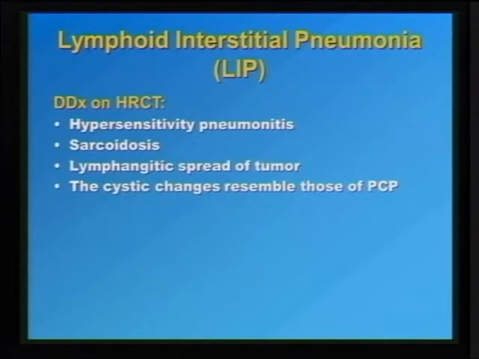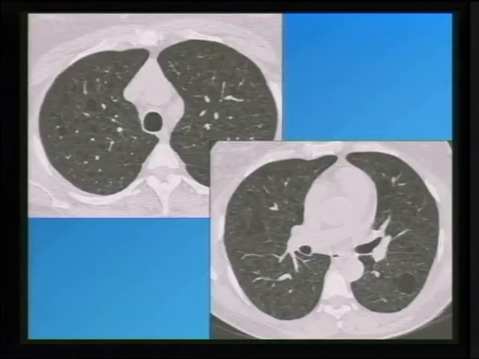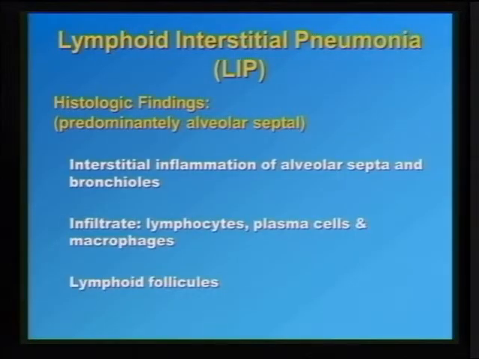I'm not going to get into the LIP, and I'll just show you some examples of LIP. Sometimes they can have a cystic appearance, and then it can be multiple like this, but look at the fact that it can also mimic a patient with either histiocytosis X or lymphangioleiomyomatosis.